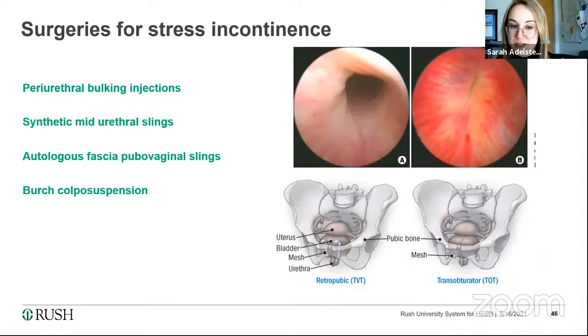There are surgical options that don't use mesh. So this autologous fascia sling means we use a piece of your abdominal wall or your leg connective tissue to accomplish the same surgery, but they're much more invasive, with a bigger recovery and other surgical risks. There's also some older procedures. Burch colposuspension is a surgery that uses stitches to give support to the urethra, but it's an abdominal surgery. It's like making an incision on the abdomen and doing an open pelvic surgery. So that's done a little less often these days, just because it's more invasive.